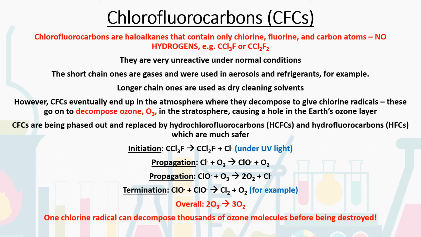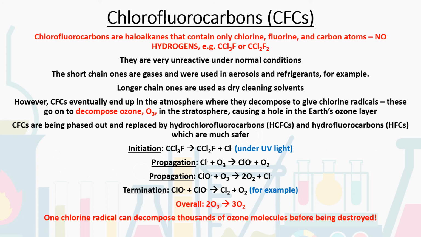Then the second propagation step is that radical we've just formed, the ClO radical, reacting with more ozone, O3, to produce 2O2 and chlorine. Again, radical plus stable molecule gives you radical plus stable molecule. And the key thing to help you remember this is that the radical we form in the first propagation step is the one that we use in the second propagation step. And again, it's a chain reaction, and so the radical we form at the end of the second step must be the same as the radical we started the first propagation step with.